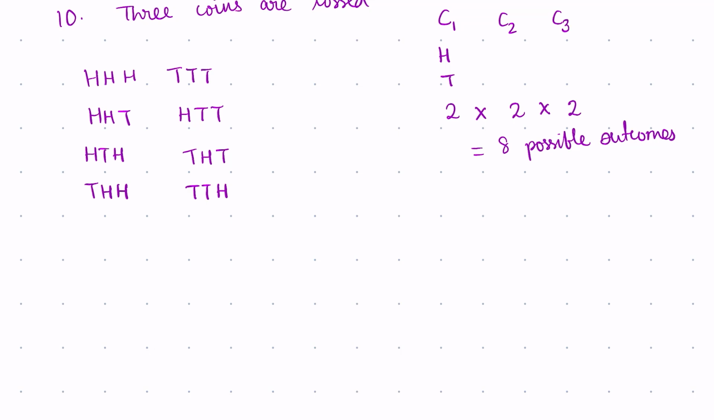The question asks for the probability of appearance of at least 2 heads. At least 2 heads means there could be 2 heads or more. So this is a valid possibility, this is also a valid possibility, this is not, and this is also valid, this is not, this is not, this is not. So how many outcomes are there? There are 4 favorable outcomes that we need out of the total 8. So the probability is just 1 by 2, which is option D.